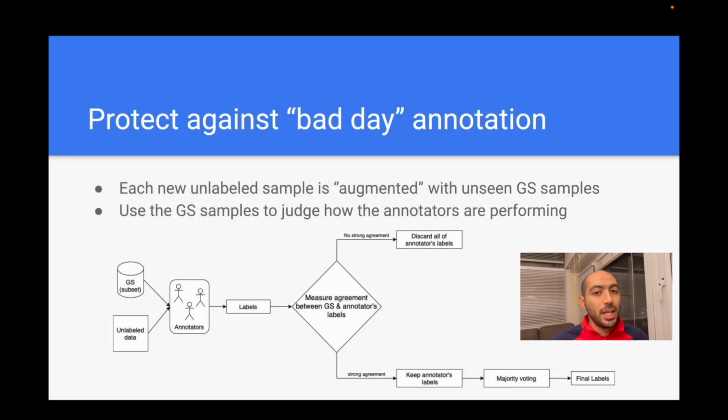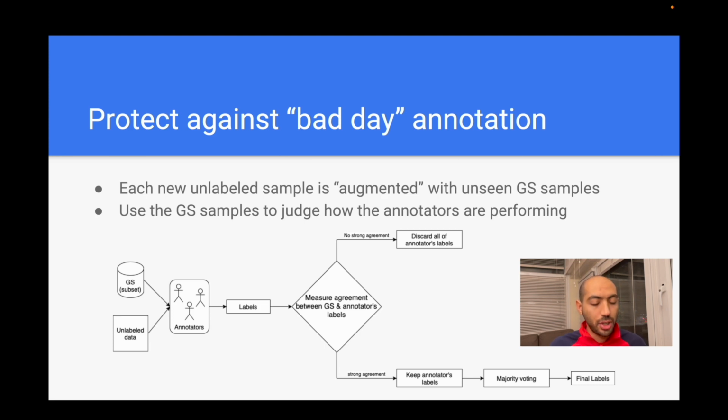The next step is testing. Now that we have trained and validated the performance of the annotators, we want to start using them. We start testing by labeling unlabeled data, data that we don't know the labels for. The term bad day annotations refers to the fact that humans being humans, they can make mistakes. They could be having a bad day, and this affects their labeling or their performance. Like we did in training, although there are subtle differences, the golden standard will be used to judge whether the performance of the annotator should be trusted on that given day.